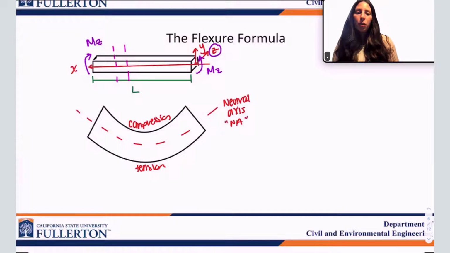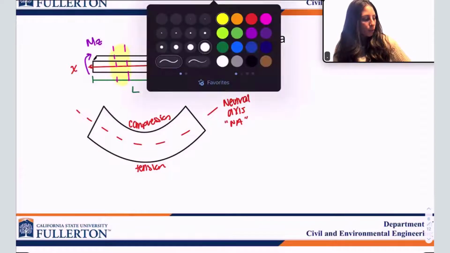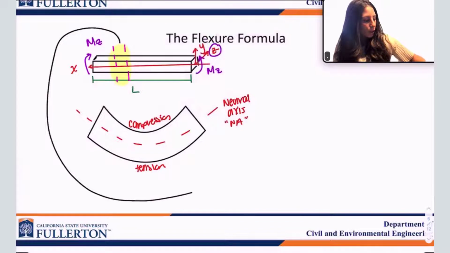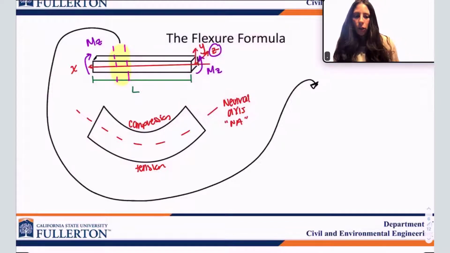Okay, what is the neutral axis? It's the axis where the length remains the same as the original length of the member. So it's neither in tension nor compression. It has zero change in length. Okay. So now let's come back to our little cut that we're going to make. Let's zoom in on this teeny tiny differential element, or this little cut, to see what's happening.